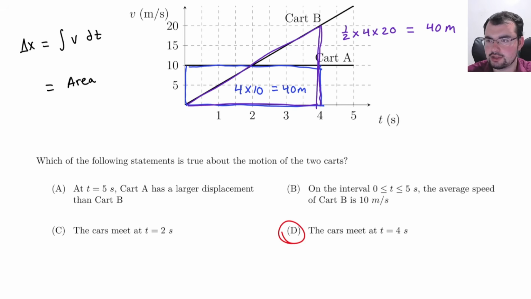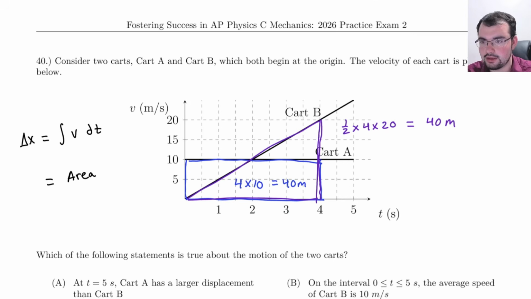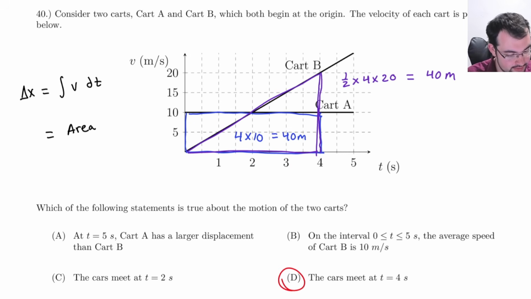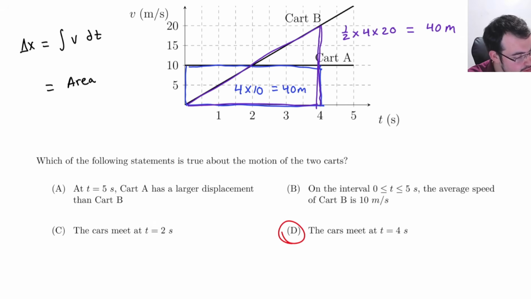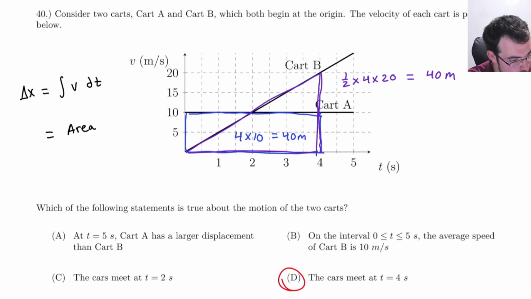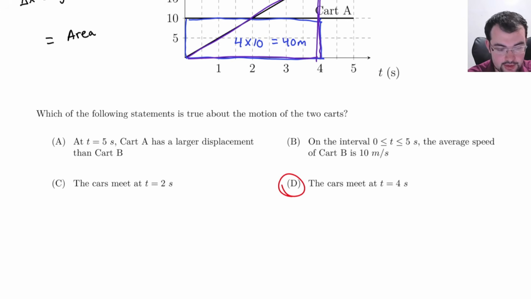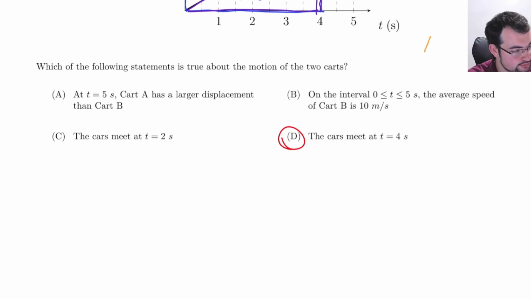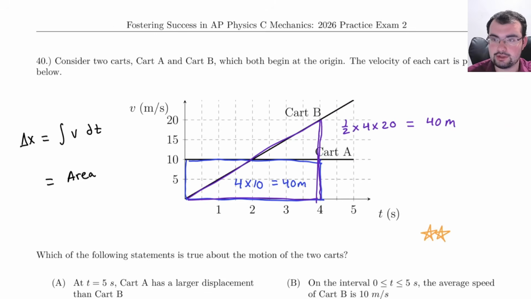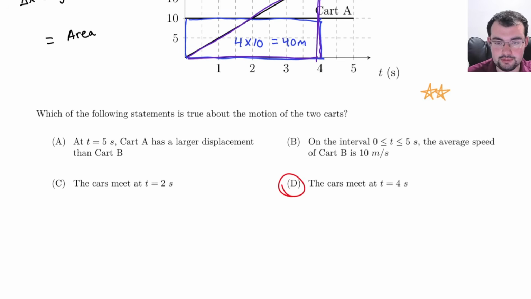And the other two are clearly false, because if they meet at 4, that means B starts winning the displacement battle after t equals 4. And B is false because the average speed of cart B on the whole interval would be 25 over 5. That doesn't work out. Level 2. All right, still hard. Yeah, still some hard stuff in here, but good review nonetheless. I thought this hit everything. We'll do free response next.